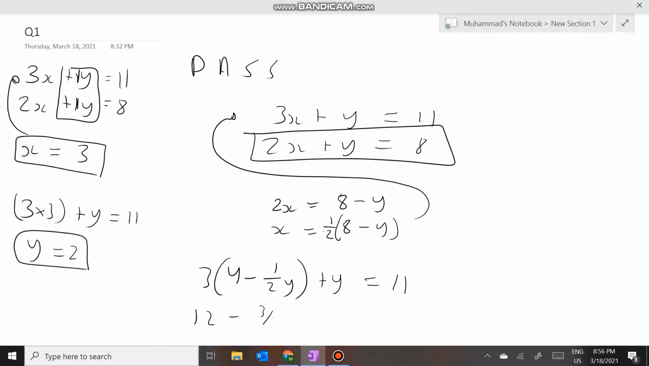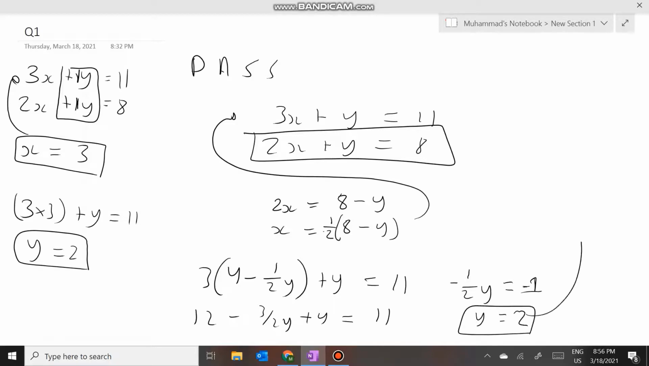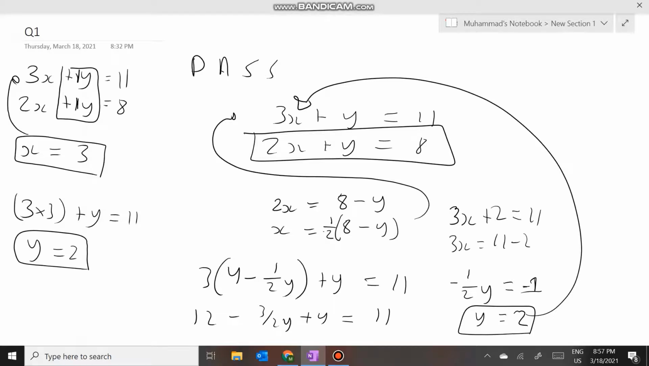12 minus 3 over 2 y plus y equals 11. You move that to the other side, and then you get something like minus half y equals minus 1. So y equals 2. And then you sub this value back into this equation, so you get 3x plus 2 equals 11. 3x equals 11 minus 2, and therefore x equals 3. So you see we get the same answer.